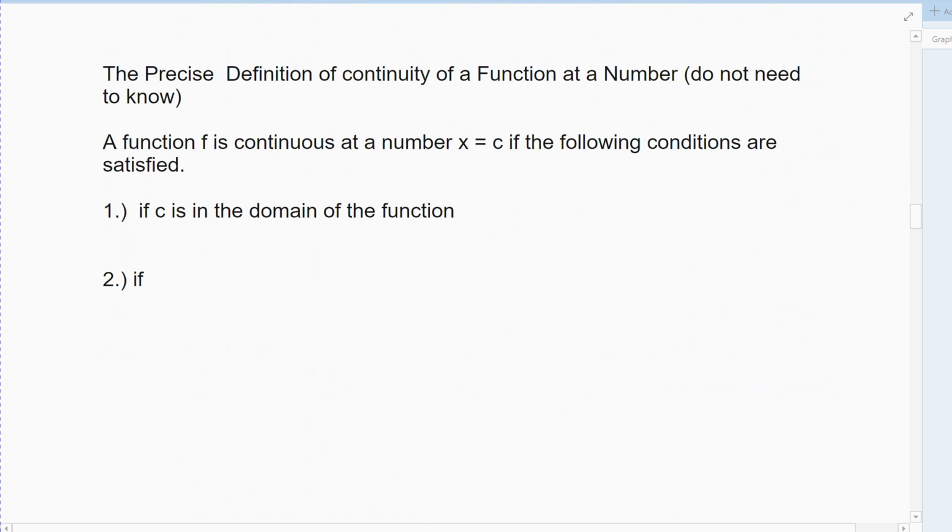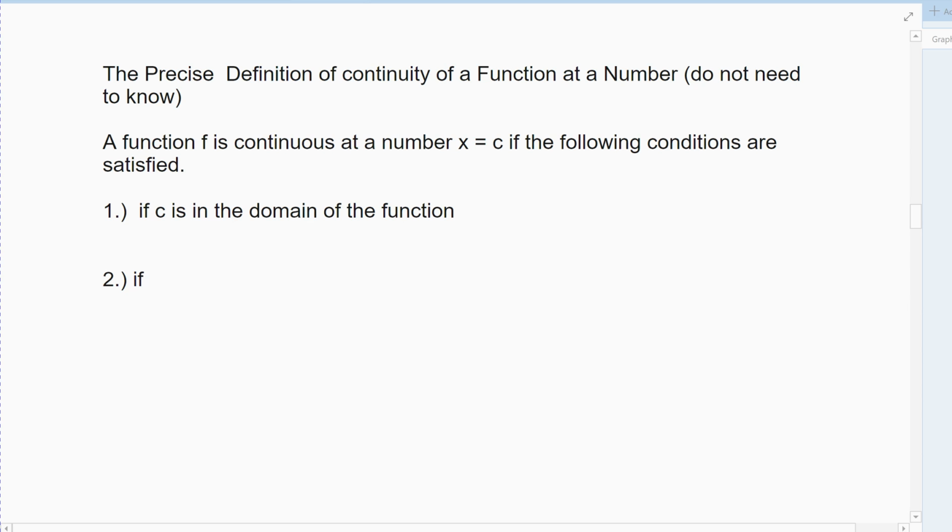So the precise definition of continuity, which again we don't really even deal with in this class, but it's important for you to at least see it. In mathematics we usually use limits in our definitions because we can prove things using limits. Since this is not a proof class, you don't really have to know it, but you should at least be aware that it exists.